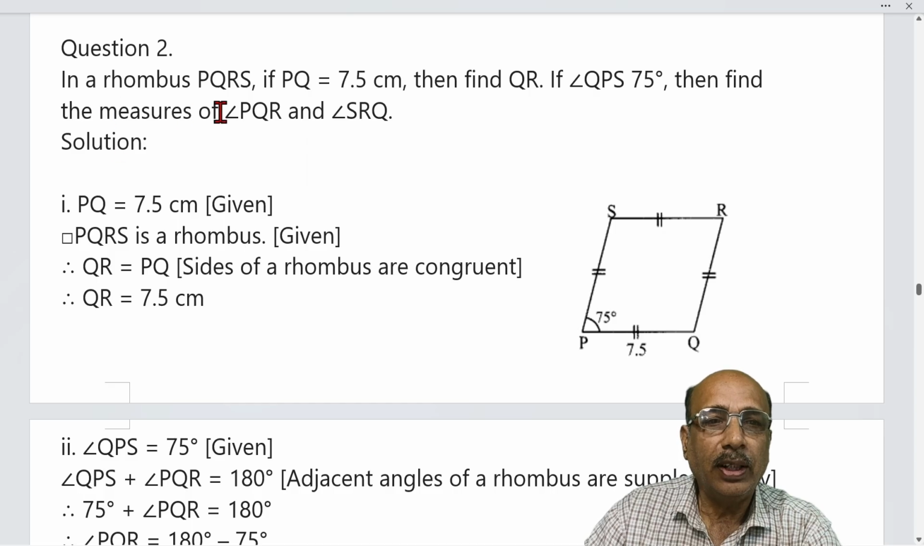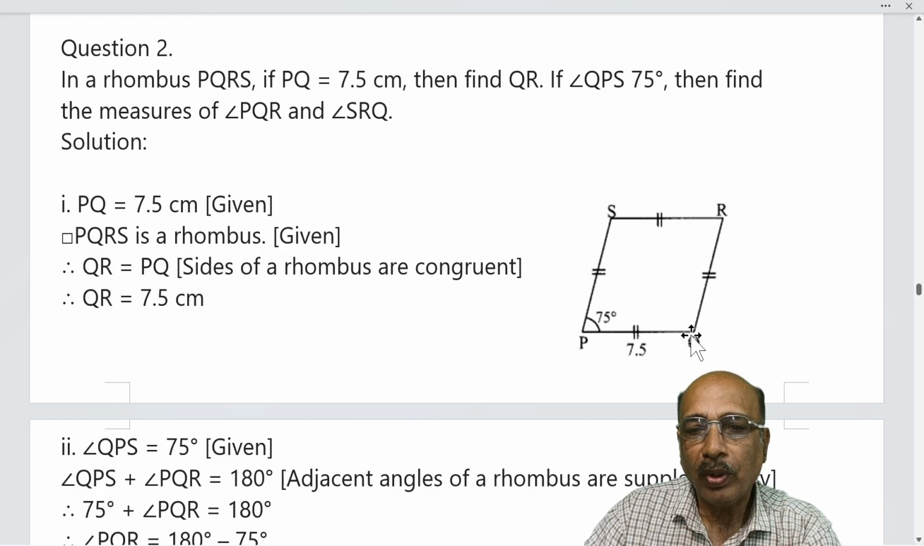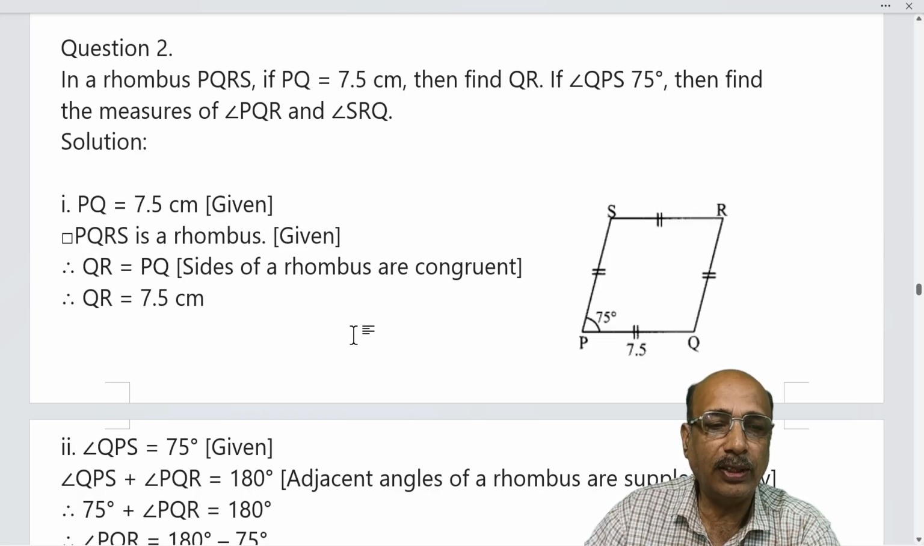Question 2. In a rhombus PQRS, if PQ equals 7.5 centimeters, then find QR. If angle QPS is 75 degrees, then find the measures of angle PQR and angle SRQ. Solution: PQ equals 7.5, given. Quadrilateral PQRS is a rhombus, which means all sides are equal. Therefore, QR equals PQ. So, the value of QR will be 7.5 as all sides in a rhombus are equal.